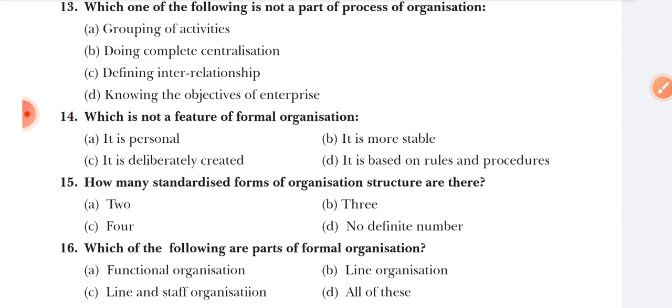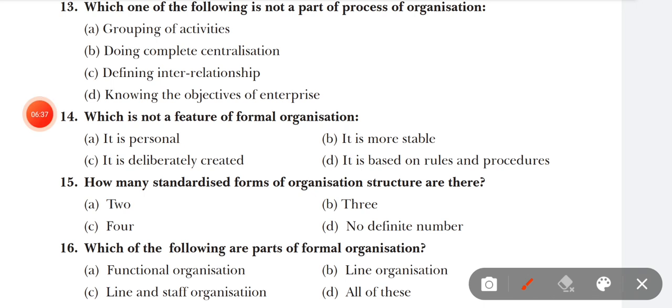Now question 16. Which of the following are parts of formal organization? A. Functional organization. B. Line organization. C. Line and staff organization. Or D. All of these. And the correct option of this question is option D. All of these.